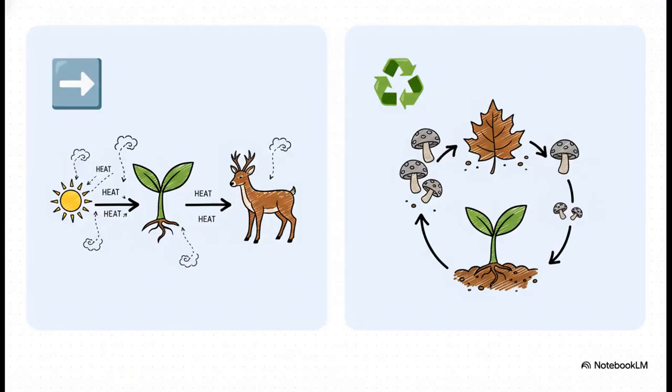Now, this is a really, really important distinction to make. Two key processes are always happening. First, you have energy flowing. Think of it like a one-way street. Energy comes in, it gets used, and then it's gone. It cannot be recycled. But nutrients, they cycle. They're like nature's Legos, constantly being broken down and rebuilt into new things over and over again. They never leave the system.